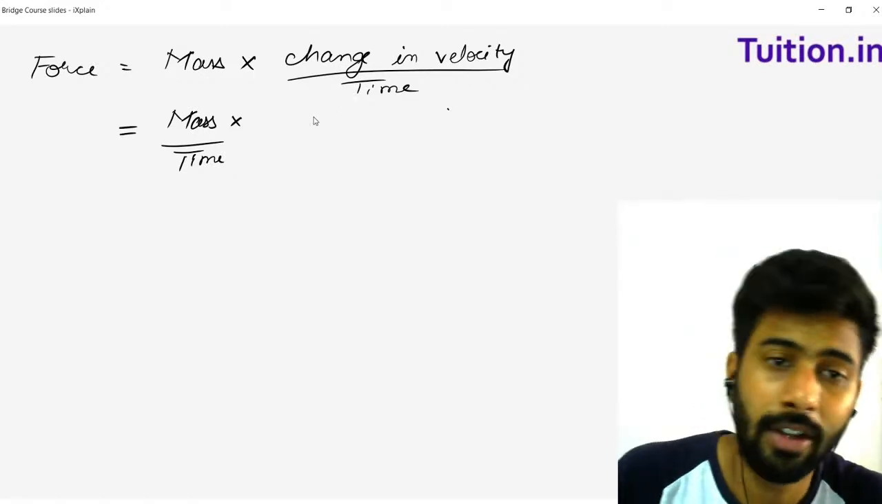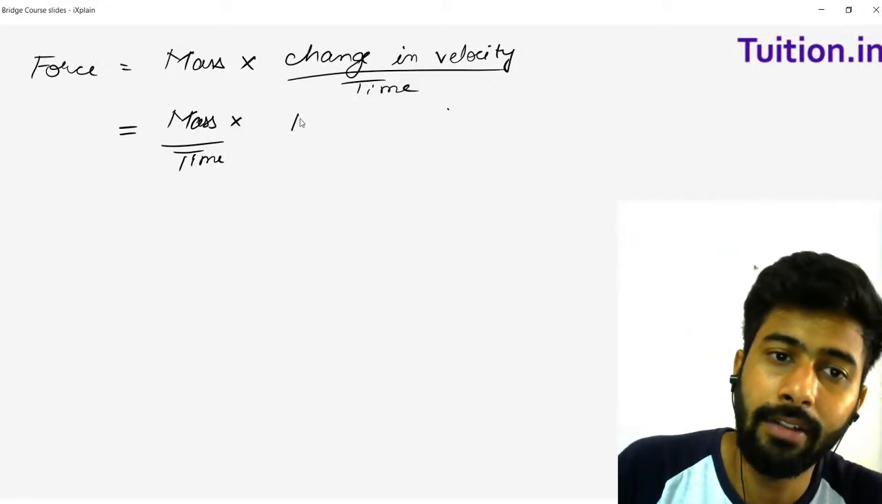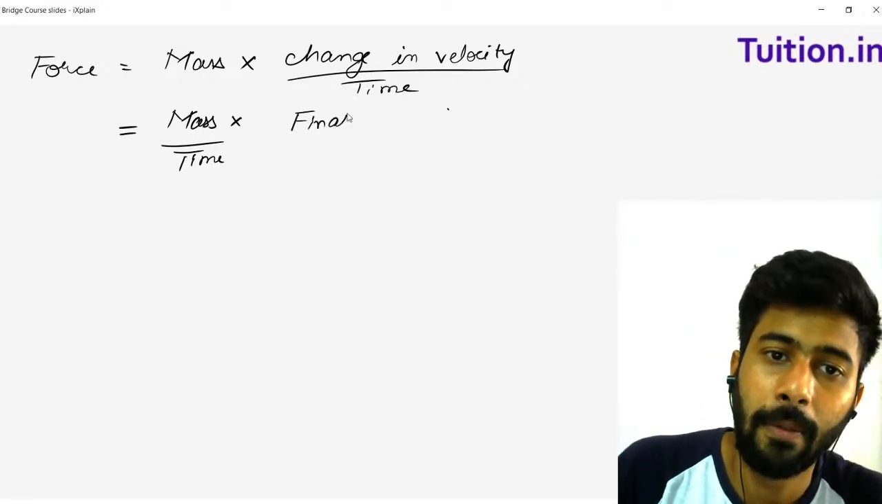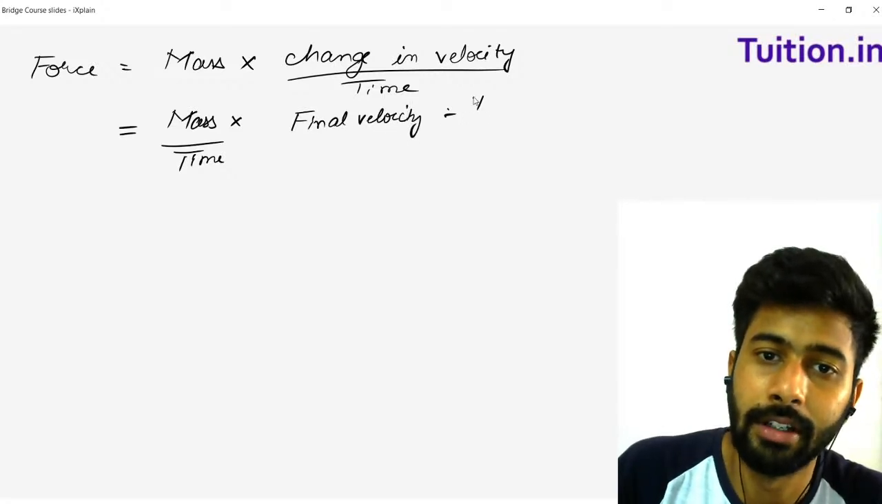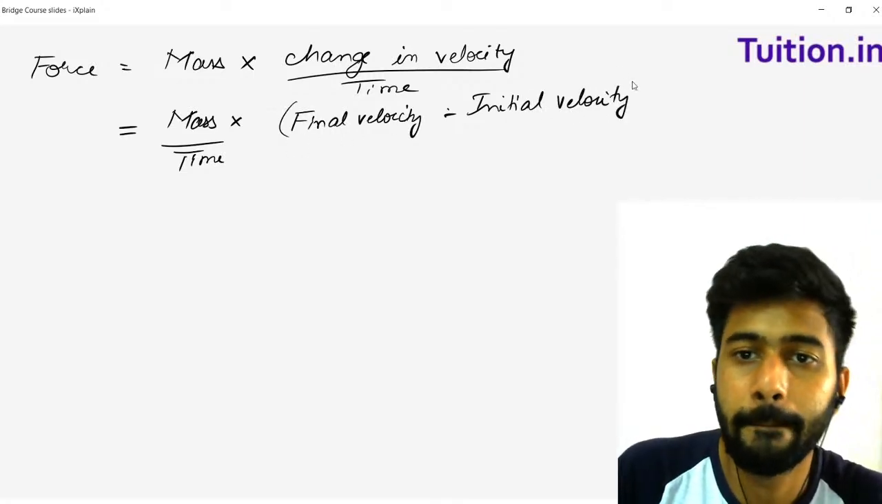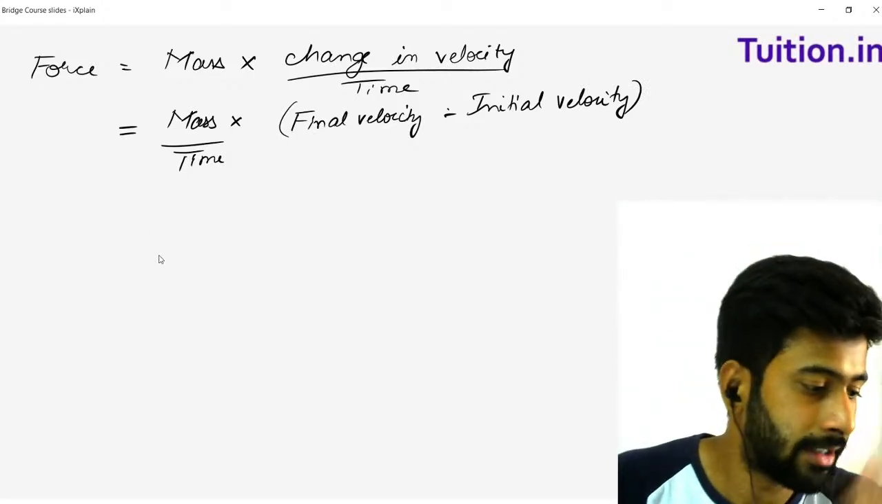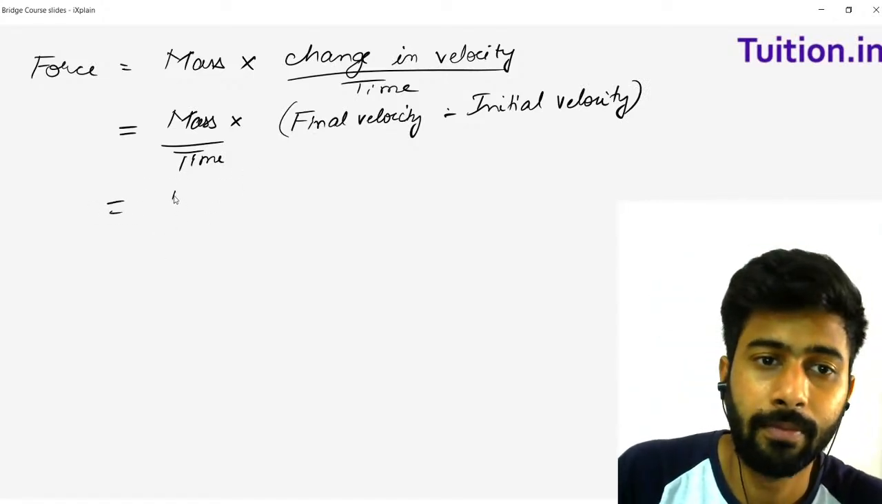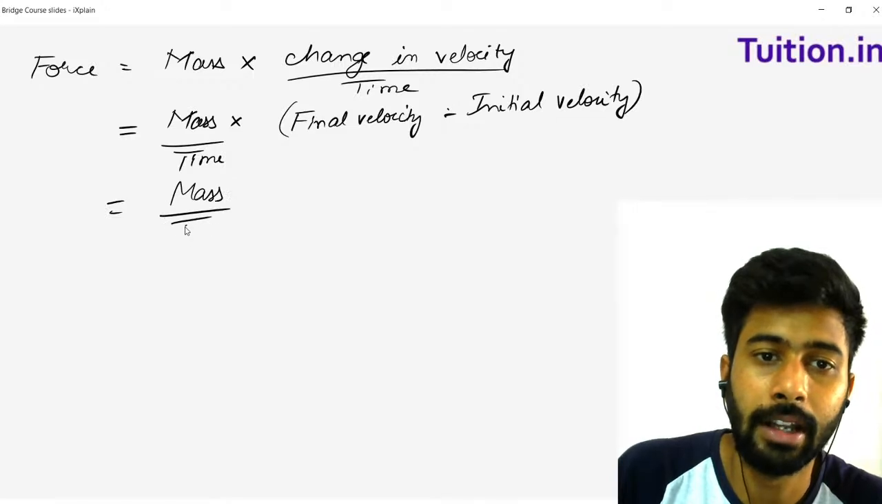So change in velocity is nothing but final velocity minus initial velocity, correct? By time. I hope you're trying to understand the paths that I'm taking here. So we have mass by time.